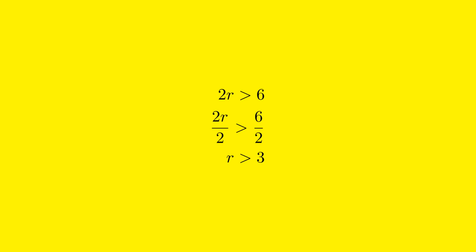Now let's express our solution in both inequality notation and interval notation. In inequality notation, our solution is r > 3. In interval notation, this solution is represented as the open interval 3 to positive infinity. To recap, our solution is r > 3, or in interval notation from 3 to positive infinity.